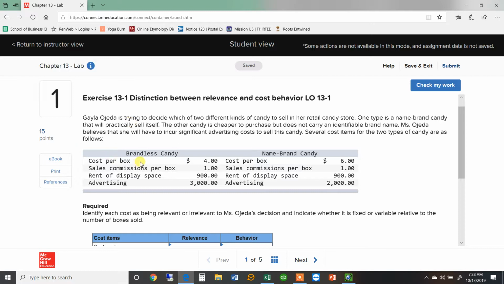Here we've got the brandless candy, and it will cost $4 per box. The sales commission is $1 per box. The rental of the display space is $900 and advertising is $3,000. Here we have the brand name candy, which is $6 a box. The sales commission per box is still $1 per box. The rental space is still $900 for the space, but the advertising cost is only $2,000.